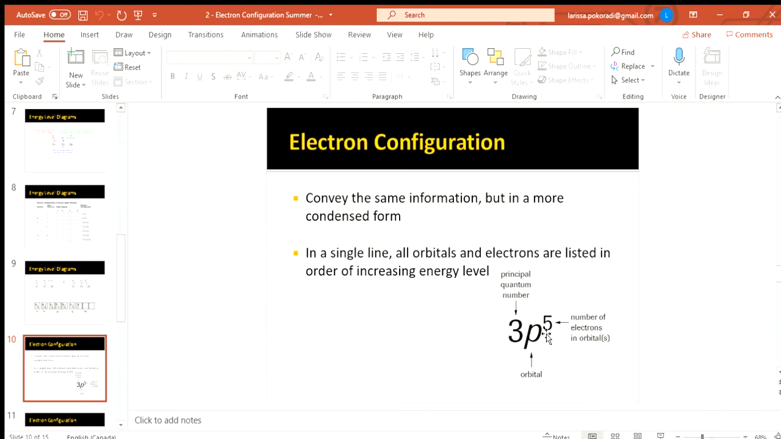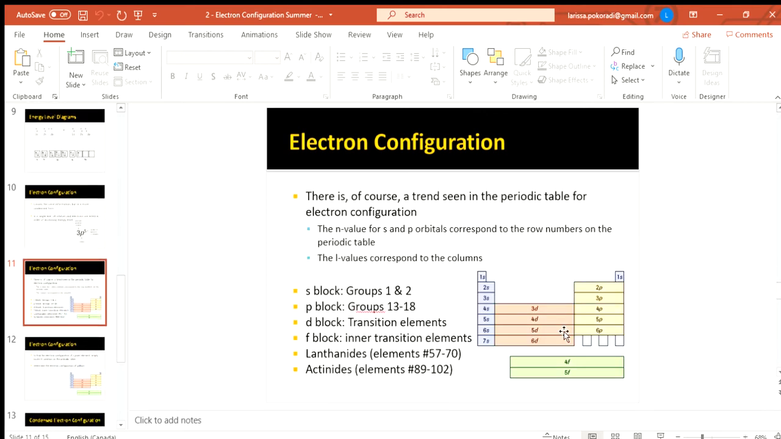S's we know only have one orientation. That one orientation can only hold 2 electrons. So if we were to have an S with a superscript, that superscript can't be anything higher than a 2. And then it'd be different for D's and F's. So let's look at how this works.